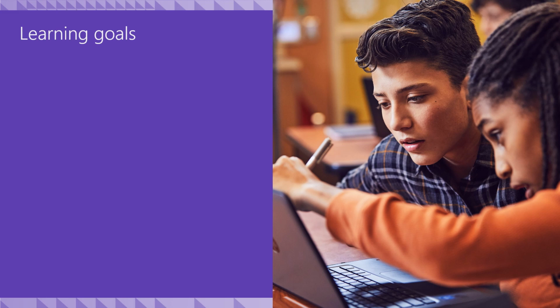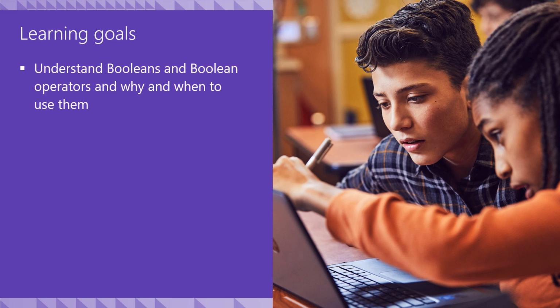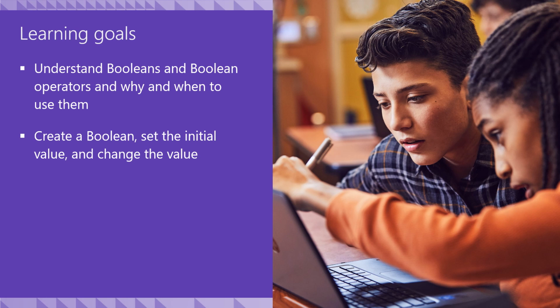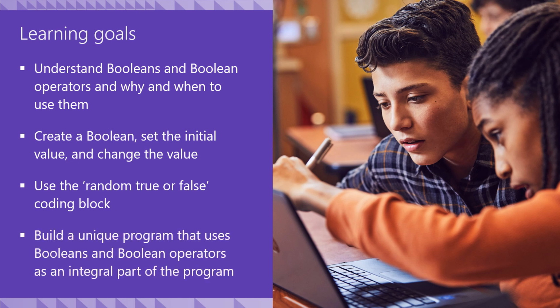During this unit, students will understand Booleans and Boolean operators, and they'll understand why and when to use Booleans in a program. They'll learn how to create a Boolean, set the Boolean to an initial value, and change the value of the Boolean within a microbit program. They'll learn how to use the random true or false block. And finally, students will apply their new knowledge and skills to create a unique program that uses Booleans and Boolean operators.